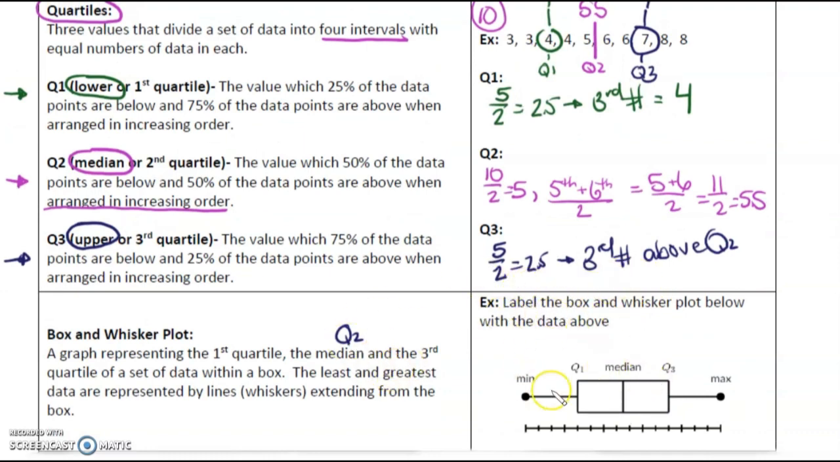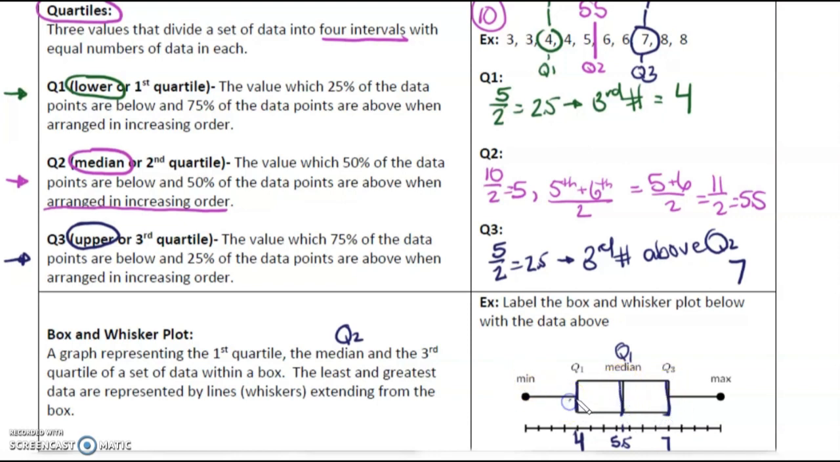We're just going to label, and this is just a rough version, okay? It's not going to be super specific, but we're going to label quartile 1, quartile 2, which is the median, and quartile 3. So Q1 is 4, so this number on the axis is going to be 4, this number is going to be 5.5, and then this number is going to be 7. Okay, that's going to be the box. So quartile 1, median, quartile 3.